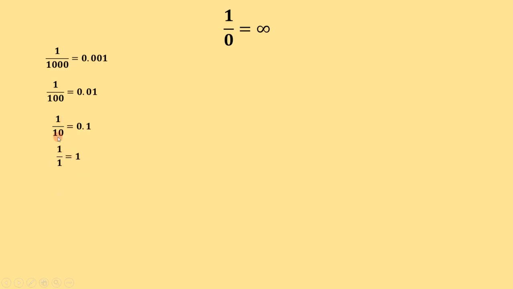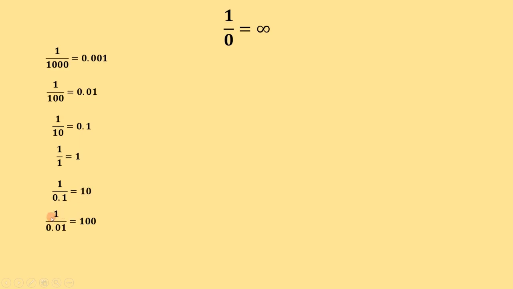So again we are doing the same thing. We are decreasing our denominator. So here we are decreasing from 1000 to 100, then from 100 to 10, and from 10 to 1. So now let us decrease the denominator a little bit more. So let's divide 1 by 0.1. You will again find that this right hand side goes from 1 to 10, which means it's getting increased.